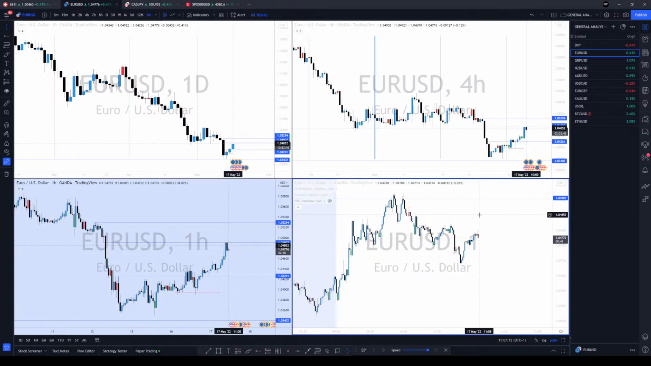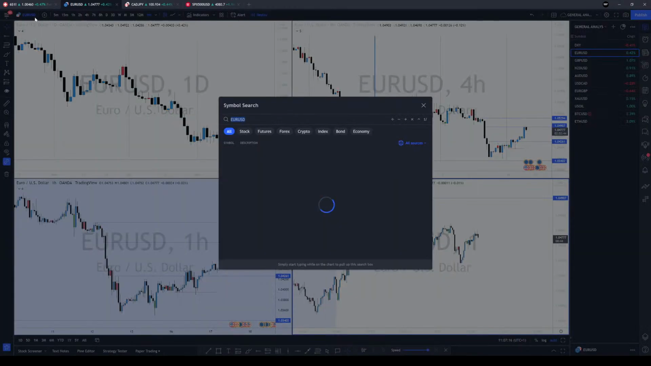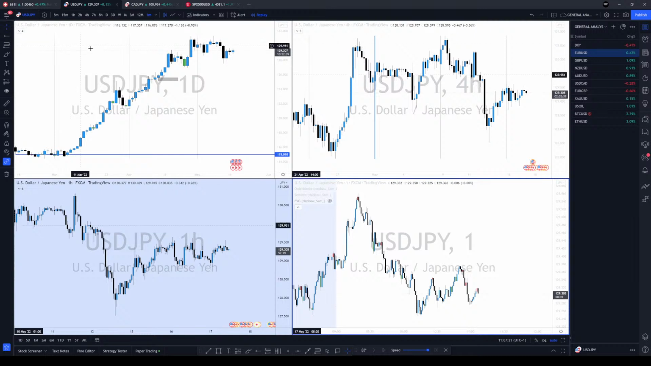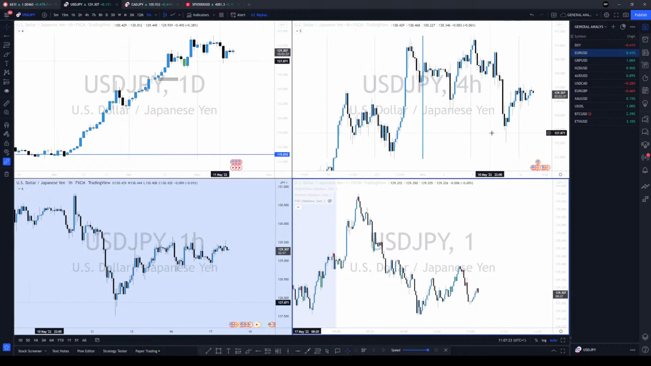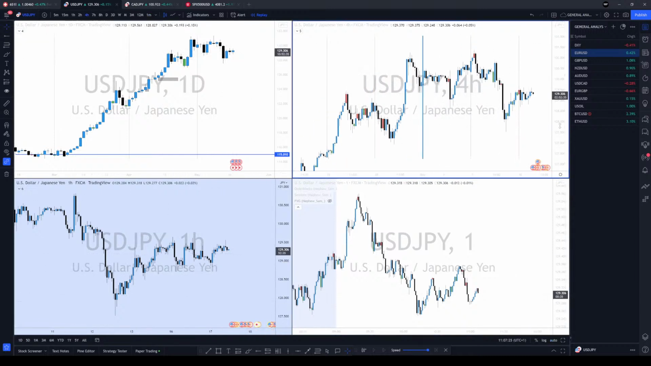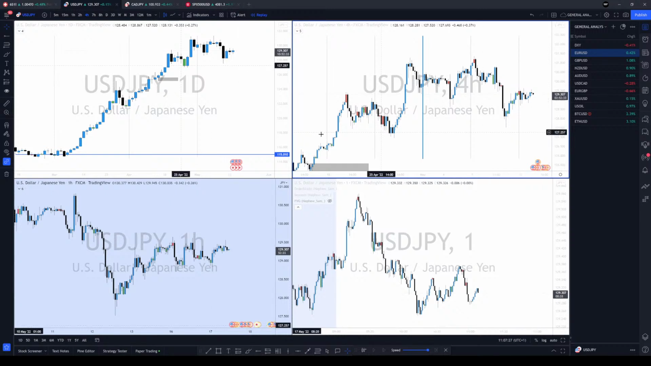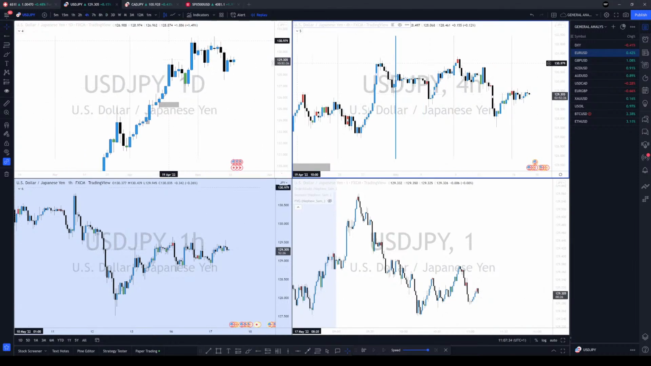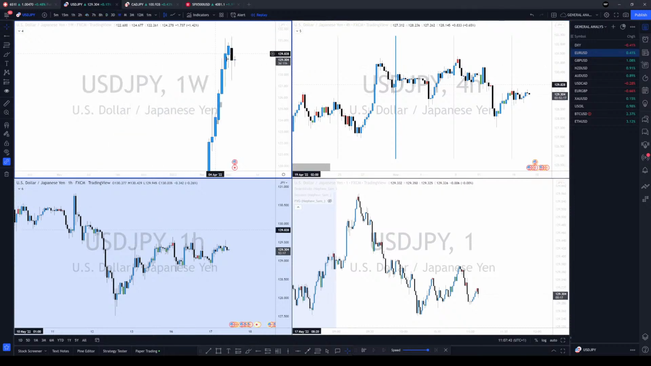UJ. That's a pair that I barely even look at. I don't look at this even during our live sessions. I don't like it. I never trade it. It's just too complicated to analyze, so I just don't touch it. But it's still bullish. It's still bullish.